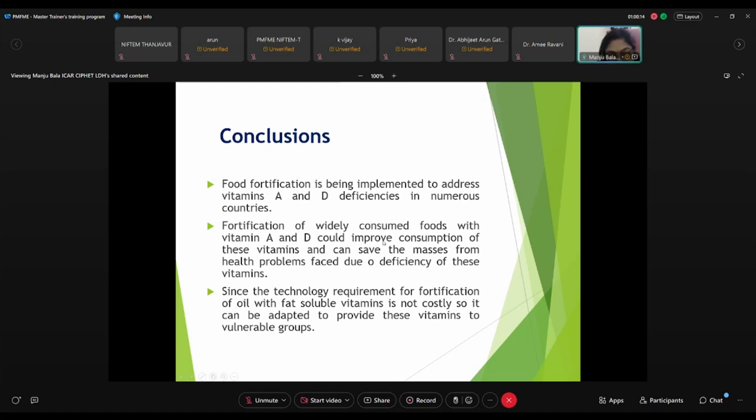Since the technology requirement for fortification of oil with fat-soluble vitamins is not costly, it can be easily adapted and is being adapted, as we have seen that most companies are selling oil with the plus F sign, to provide these vitamins to vulnerable groups who cannot afford additional sachets or tablets.